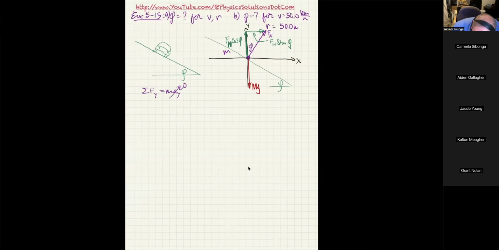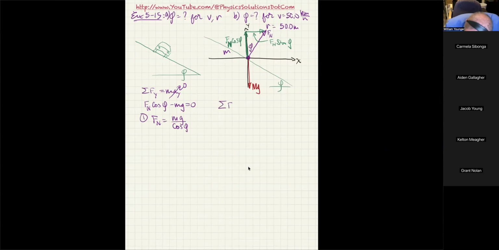So I'm going to get Fn cosine phi minus mg is equal to zero, and that tells us that Fn is equal to mg over cosine phi. I'll call that equation 1.